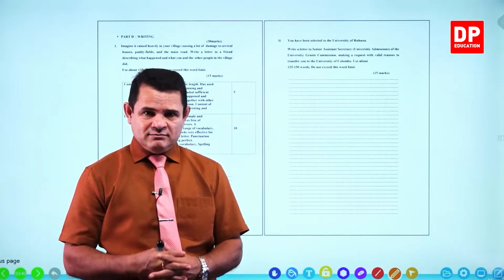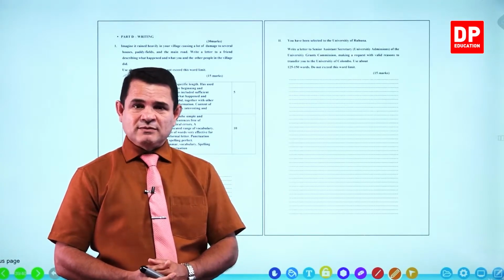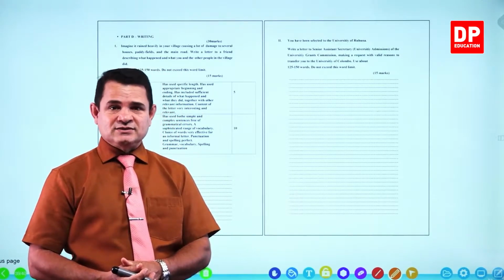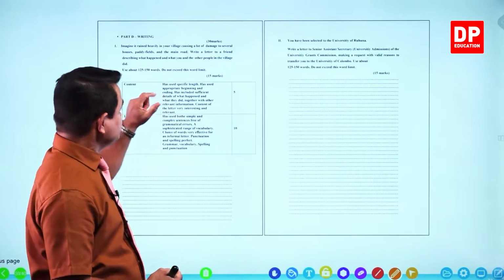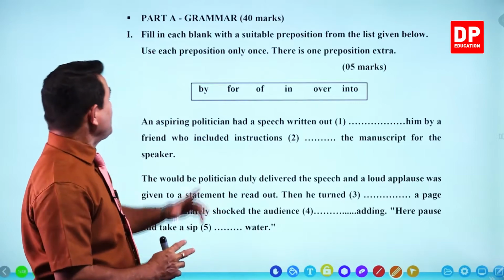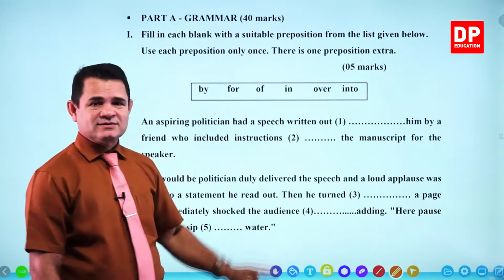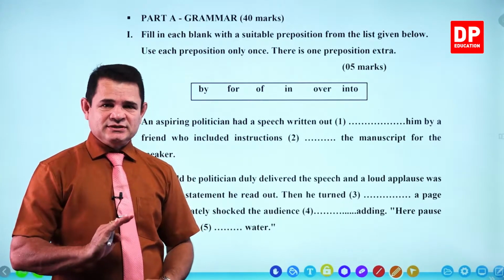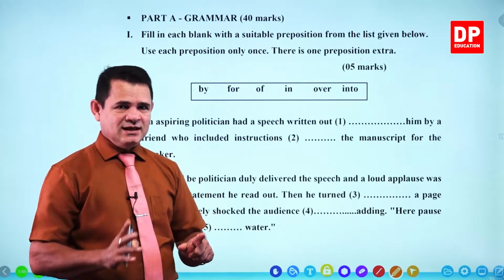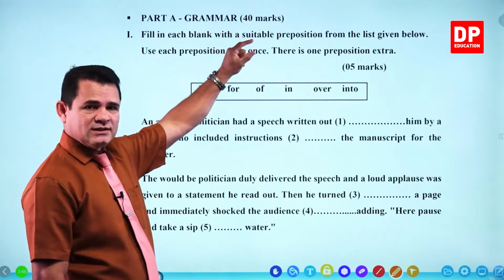And also the methods of answering and method of writing the answer, right? Let's take one by one and discuss. Let's go to the first one. Right. Now let's go to the first part. Part A. Grammar. 40 marks. Now you know there are four sections in this paper. Part A, B, C, D. Part A tests grammar, and we get 40 marks for it.